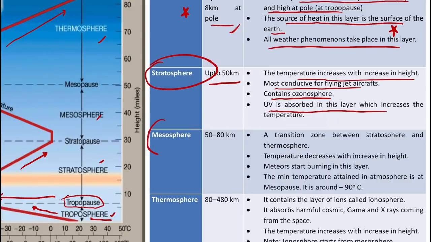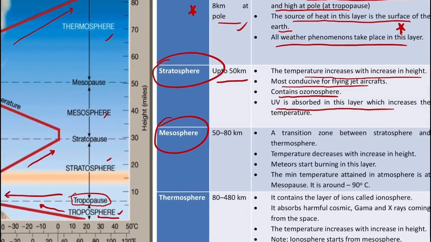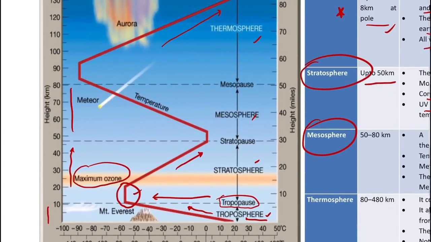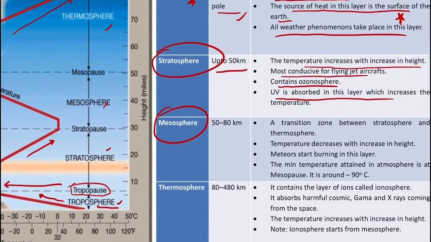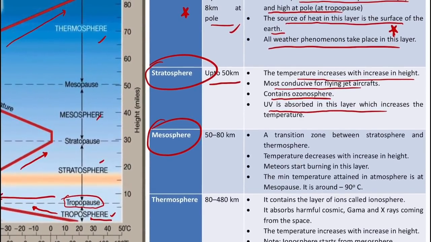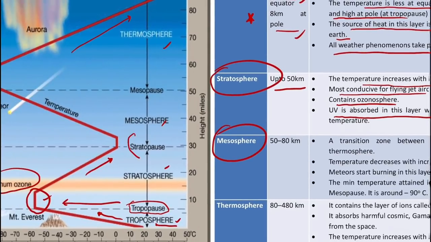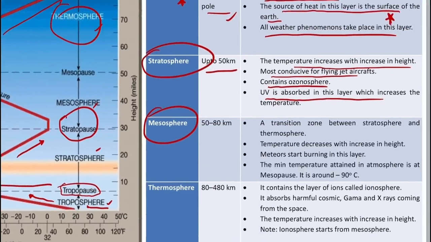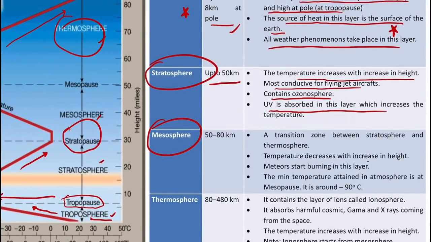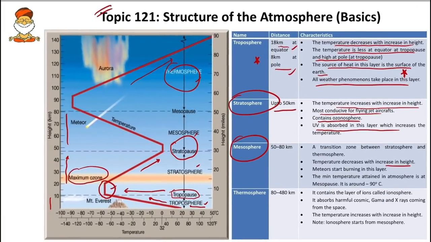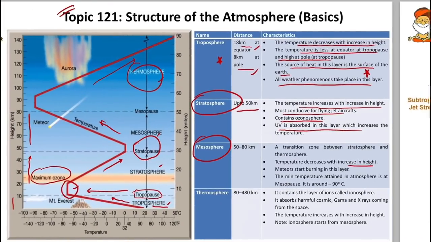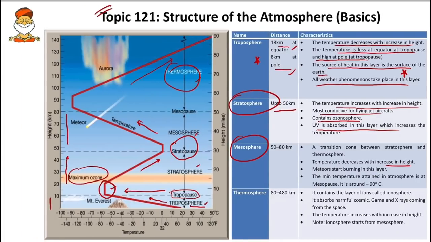The next important layer is the mesosphere. It generally extends from 50 to 80 kilometers, right? You can see here it is a transition between the stratosphere and thermosphere. The transition area is called the mesosphere, and temperature decreases with increase in height here. You can see the temperature is decreasing with respect to height, and meteors start burning in this particular layer. You can see the meteor here, burning in this layer.